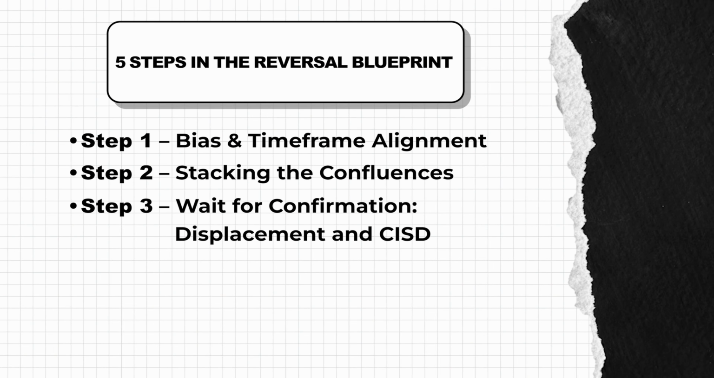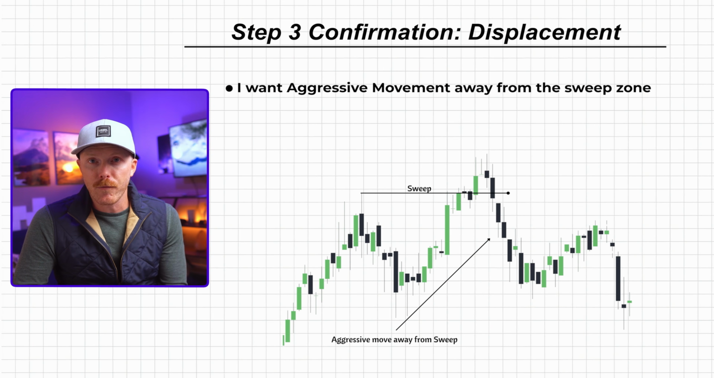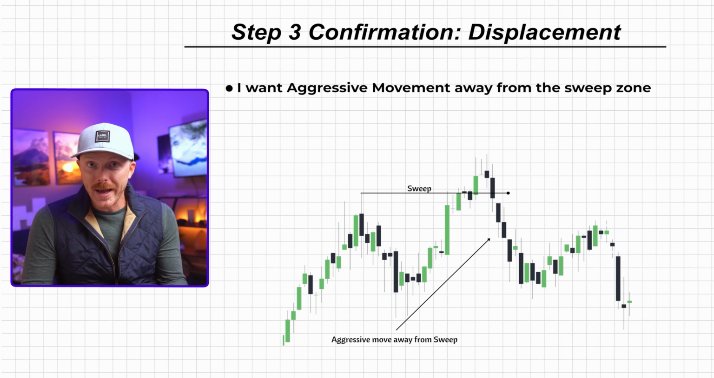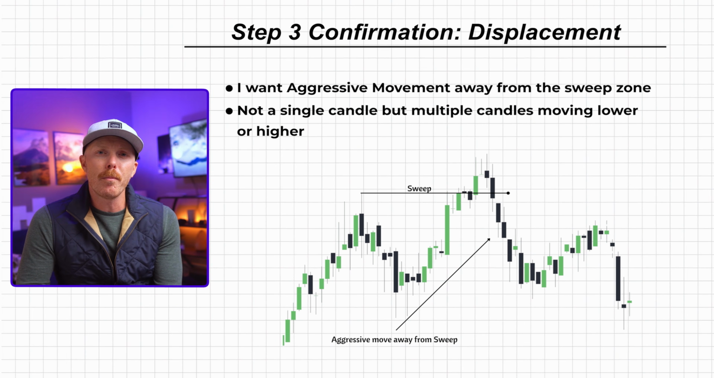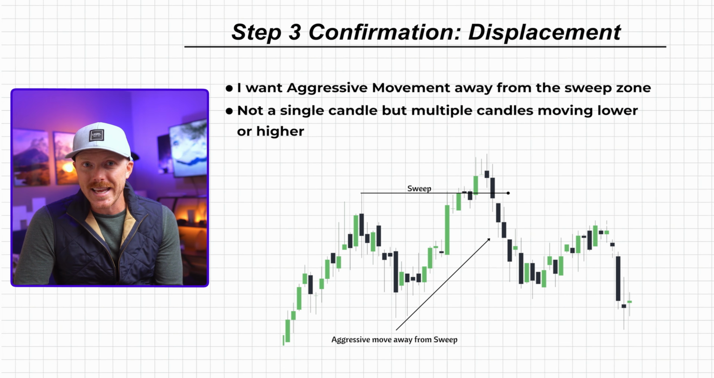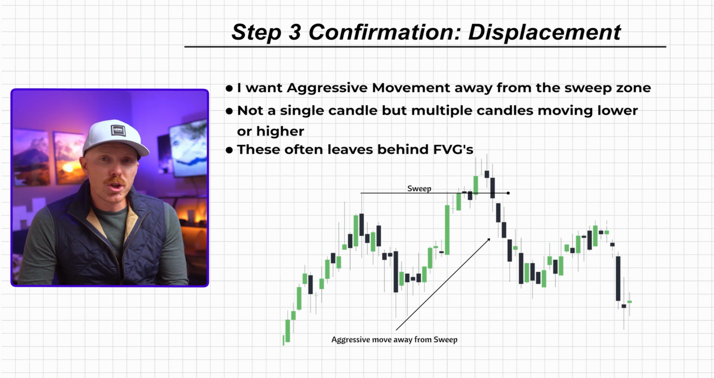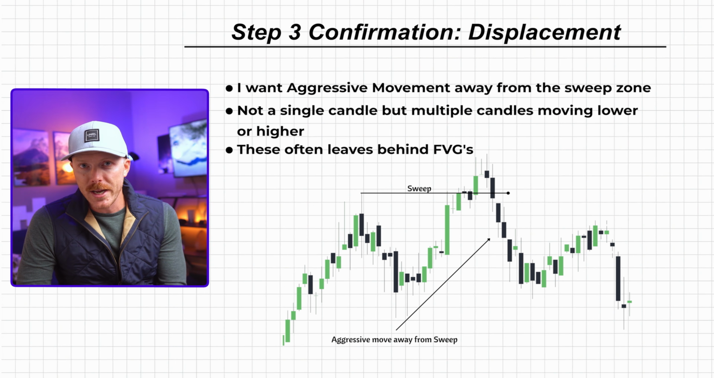Now that our confluences are stacked and the trap is set, the only thing left is the confirmation. We need displacement and a change in state of delivery to prove that the reversal has begun. First, I want to see aggressive movement away from the sweep zone. Not a single spike or drop, but sequential bodies driving in one direction. For a short, sequential candles closing lower show me intent. This often prints bearish fair value gaps on the way down. We'll use these in the next step for our entry.